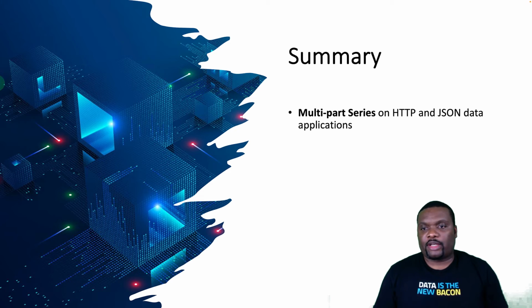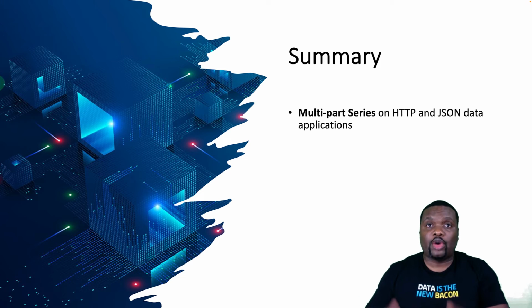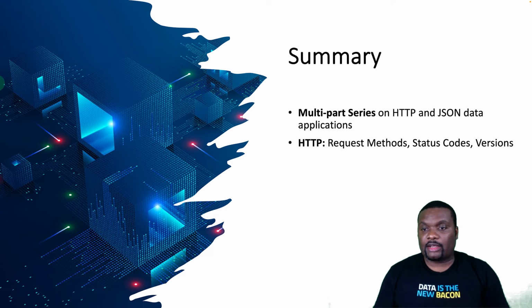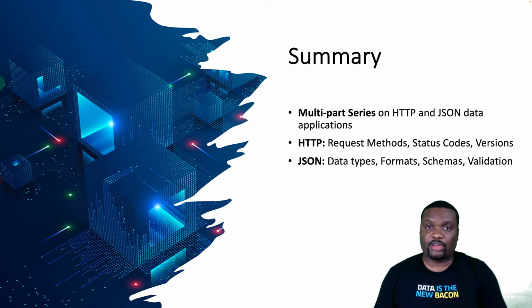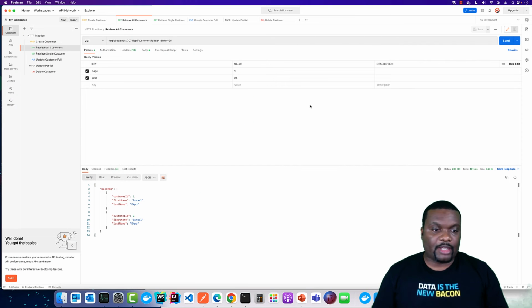To summarize what we have covered, this is going to be a multi-video series talking about the fundamentals and important concepts of HTTP and the JavaScript Object Notation that you have to pay attention to when interacting with core data engineering services. And then I will cover the request methods, which ones to use and why we're using them, the status codes, the different versions of HTTP, the data types and formats, and also when you're trying to validate the schema, some of the best practices when you are designing or testing your microservices, and then some of the clients that we can use.